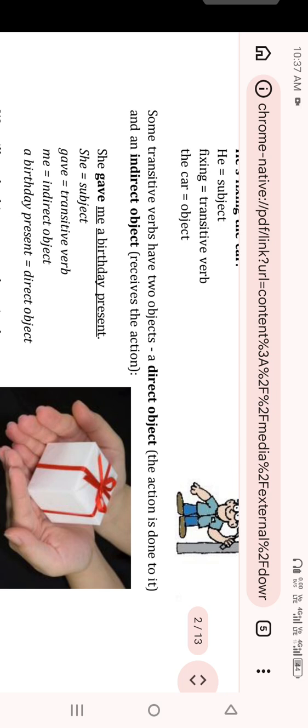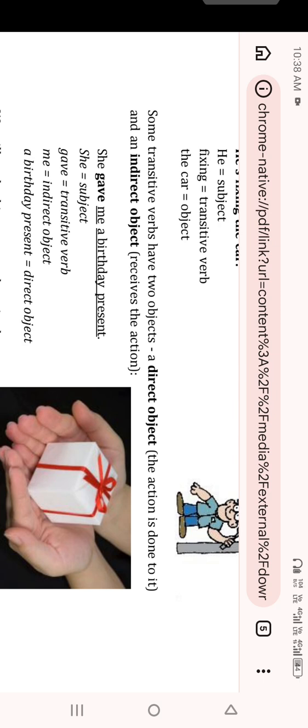Some transitive verbs have two objects. यानी बाज़ transitive verb जो है उसके बाद दो object आते हैं. A direct object वो object होता है the action is done to it. जिसपे एक्शन वाक़या हो जाता है। एन इनडायरेक्ट ऑब्जेक्ट, ये वो ऑब्जेक्ट होता है जो एक्शन को रिसीव करता है। मसलन यहाँ पे हम देखते हैं, she gave me a birthday present. She is a subject, gave a transitive verb, and it has two objects here, a birthday present and me.